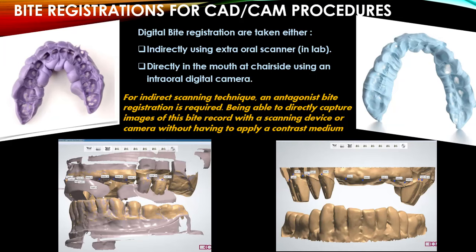Nowadays, as with impressions where we have digital impressions, we now have a digital bite registration. This is either taken indirectly using an extraoral scanner in the lab, or directly in the patient's mouth at chair side using an intraoral digital camera. For the indirect scanning technique, an antagonist bite registration is required, being able to directly capture an image of this bite record with a scanning device or camera without having to apply contrast media.